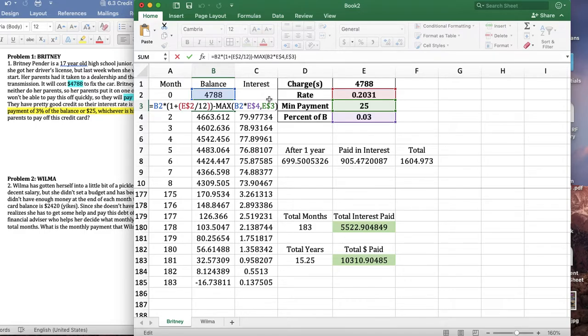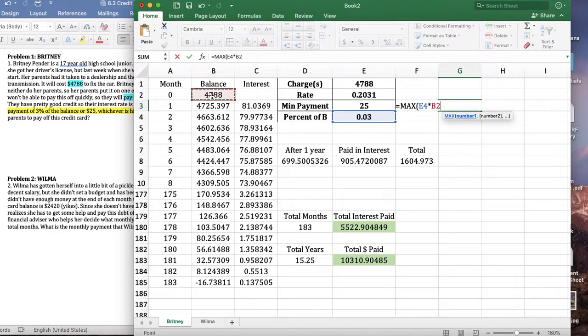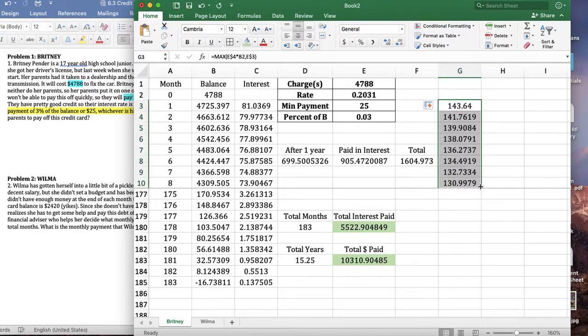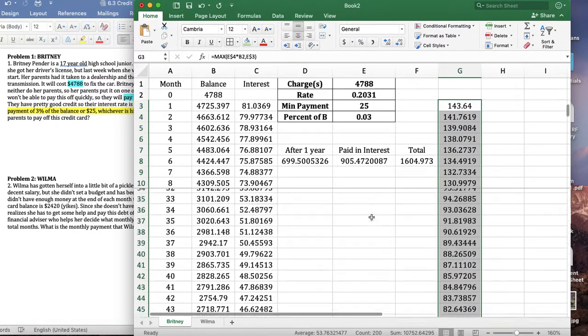I could come off and make a column, I suppose, if you were interested. You could come off to the side, maybe have it match up, and let it equal the maximum of 3% of the previous balance. So that would be here, comma, or 25, whatever's higher. Make sure you fix these items. And so then you could take this and roll it down and see what those payments are. I'm curious when it goes to 25.